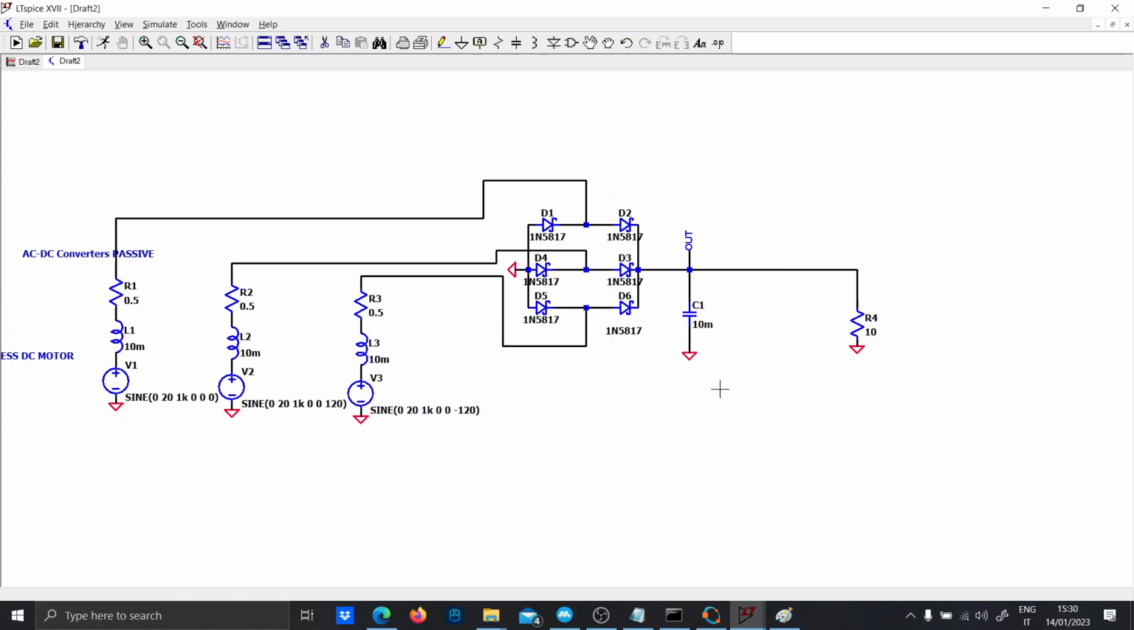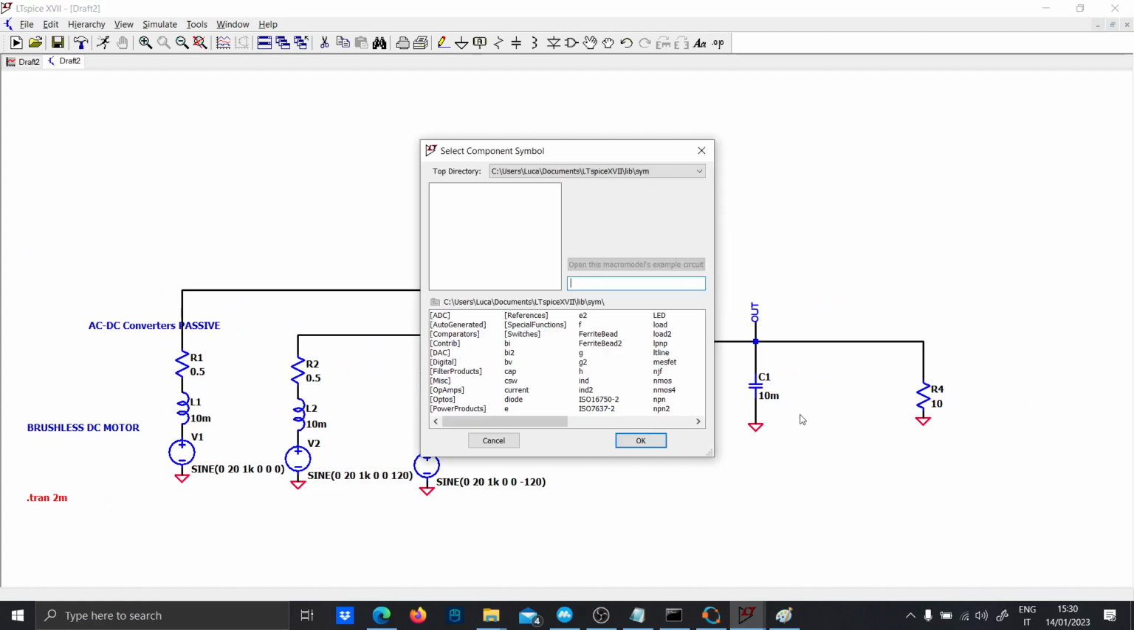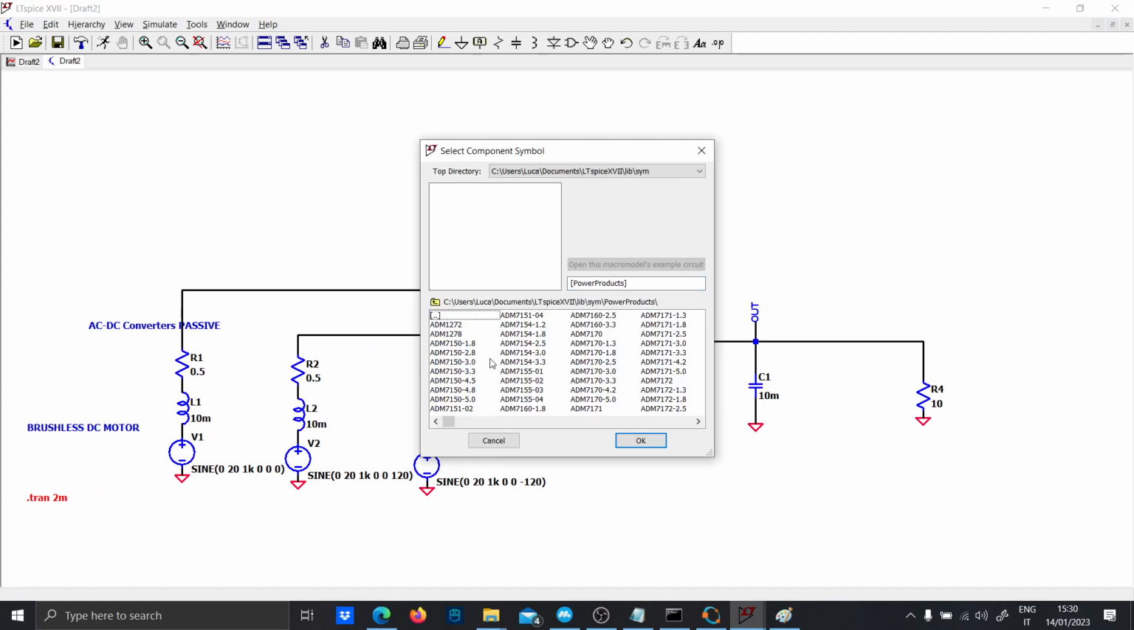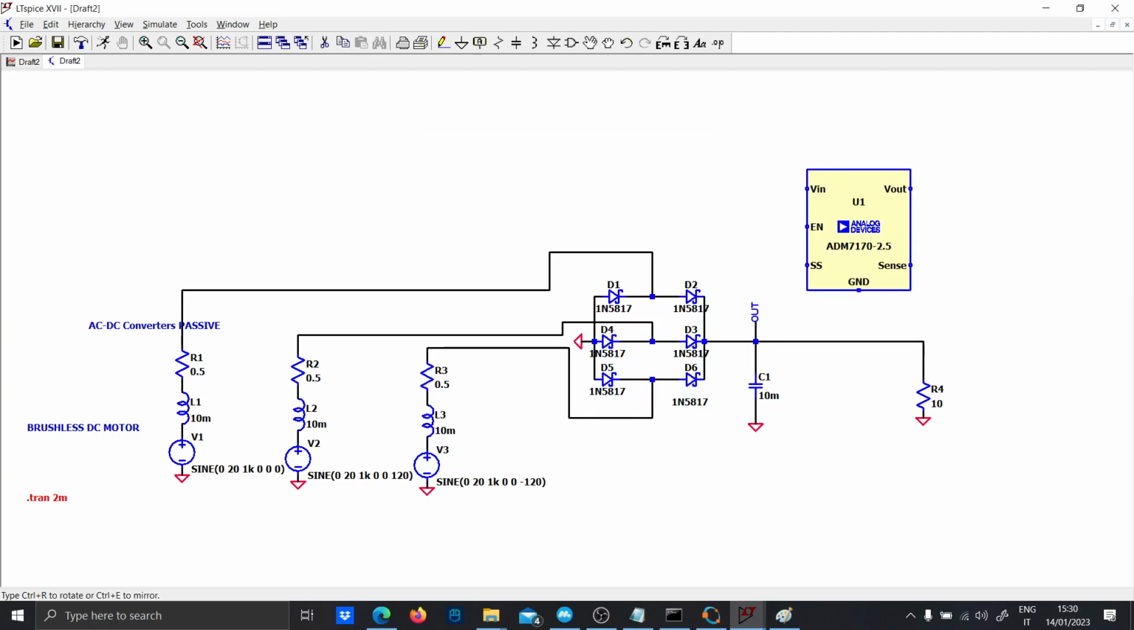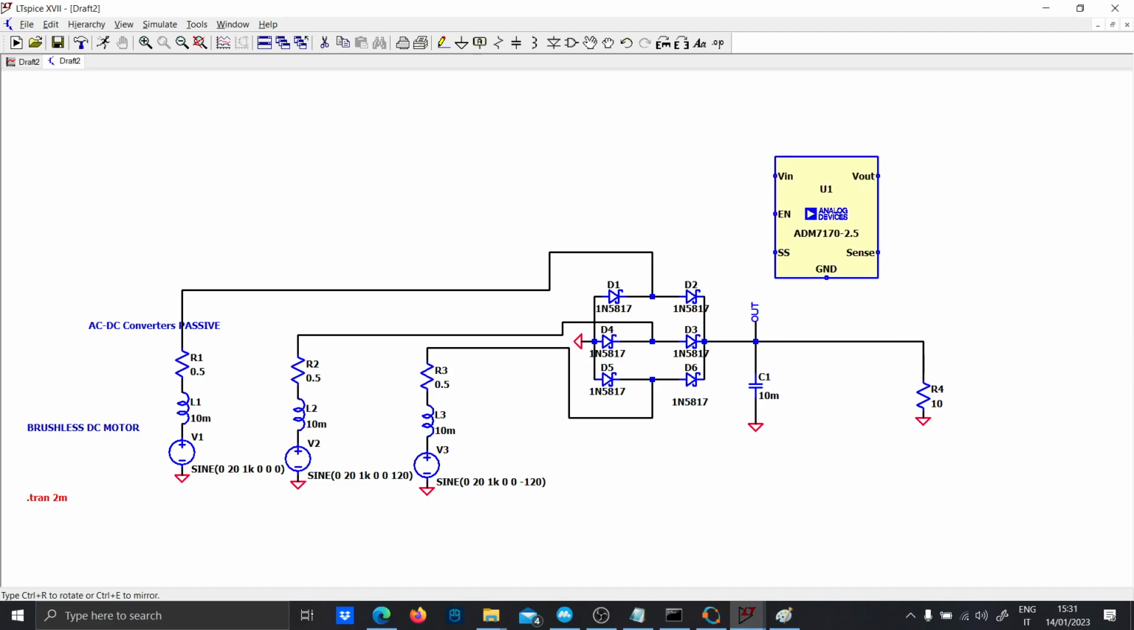I'm not going to do that in this video, but you should search for or make by yourself a DC-DC converter or a linear regulator, so that the output voltage is basically stabilized.